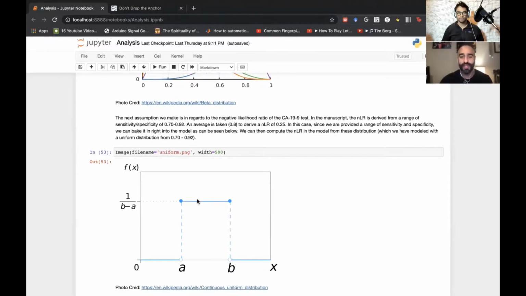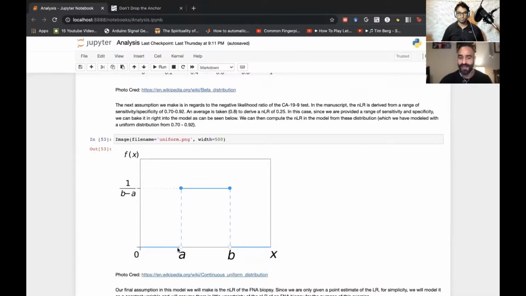So we'll use a uniform distribution that says the LR is between these two numbers. And we'll put that into our model and say, okay, we've baked into our model our uncertainty of how good the test is. Because the CA19-9 test, if it's made by this company or that company, may operate differently, right? They use different thresholds for a positive test. So we will bake that uncertainty into our model.